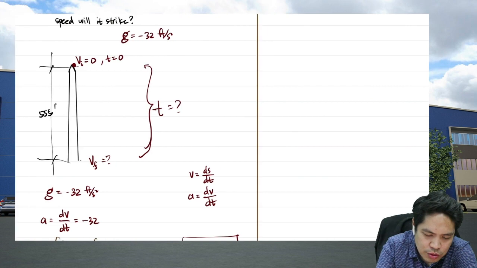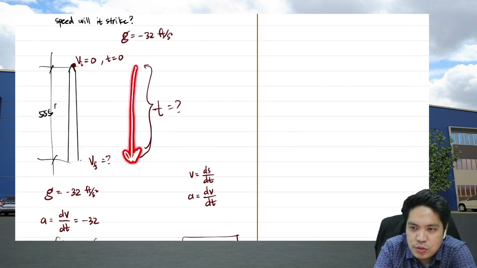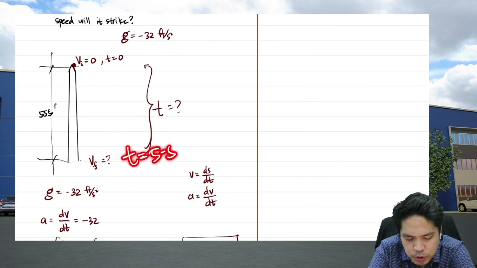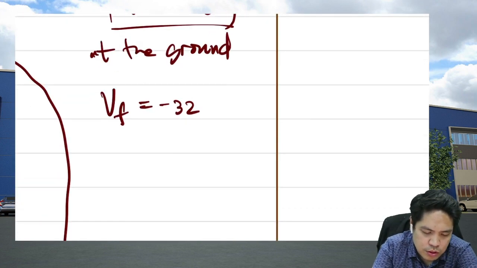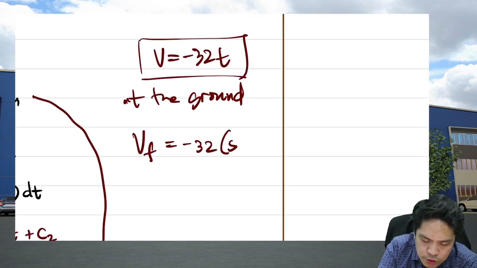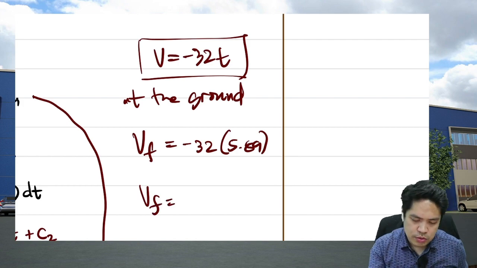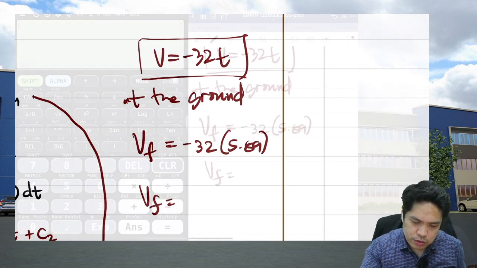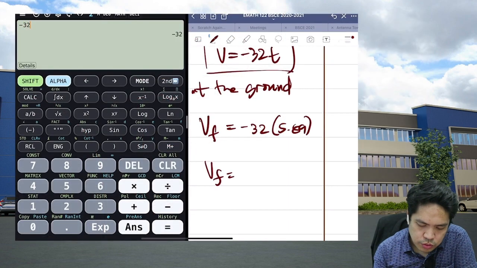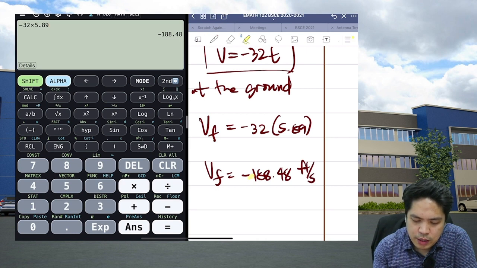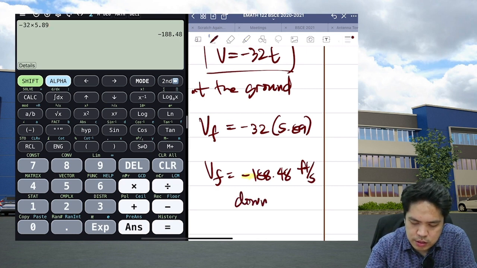So it took 5.89 seconds to reach the ground. So the condition at the ground, the time there is 5.89 seconds. So negative 32 times 5.89 seconds. So that would be the velocity. So using again our calculator, we have negative 32 times 5.89. So the answer is negative 188.48 feet per second. Why negative? Because it's downward.